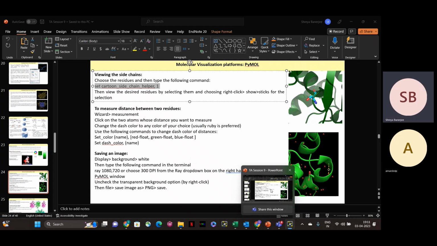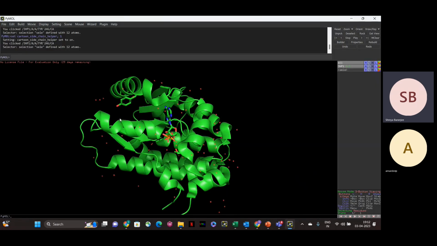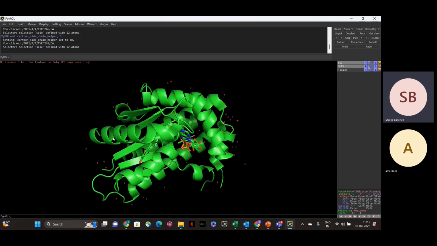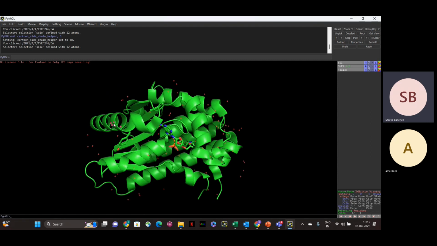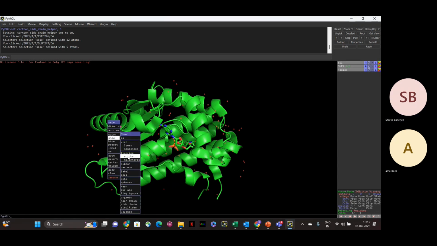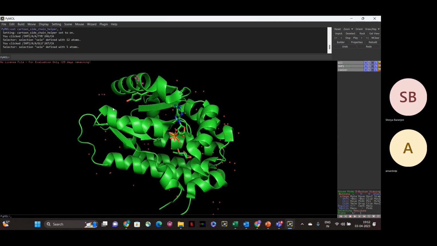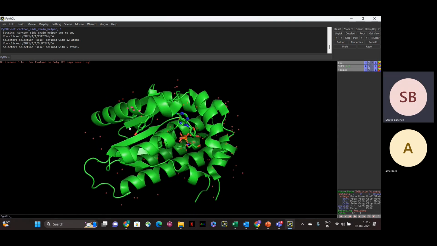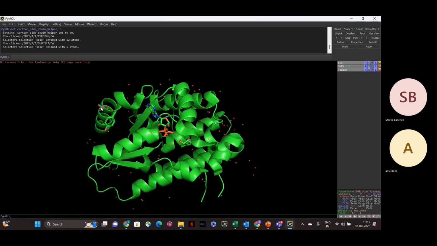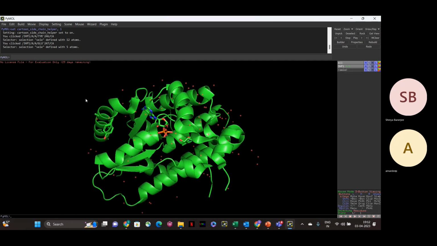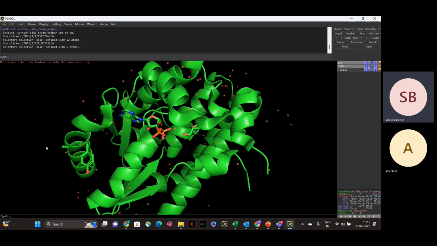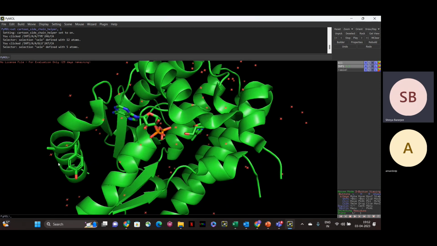Then if you want to measure the distance between two atoms, suppose I will take another residue. I've selected the residue, then right click, show, sticks. Okay, that is probably a glycine. One second. Yeah, that is an alanine. So you can see only a CH3 is coming out. So that residue is an alanine.